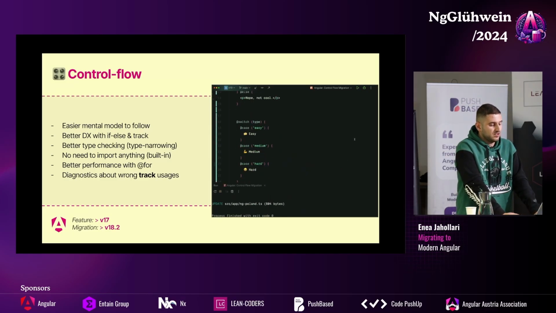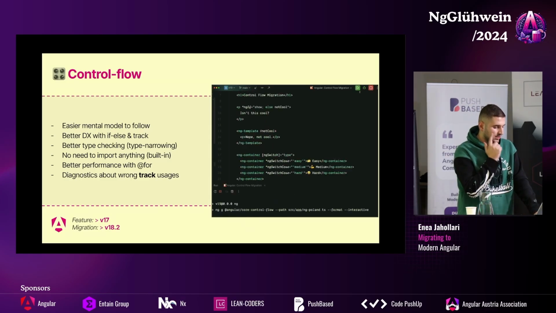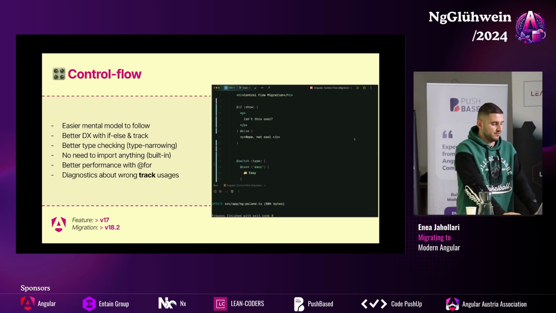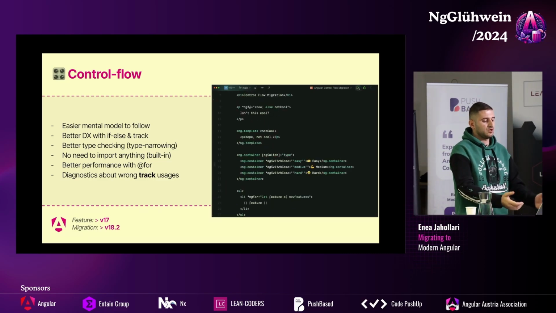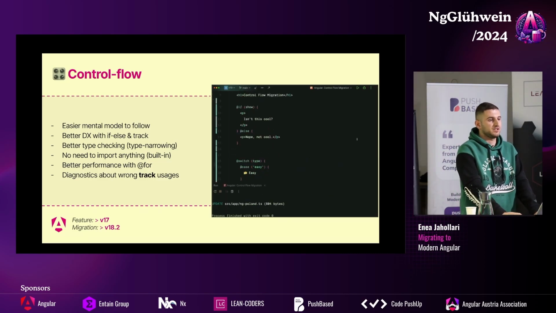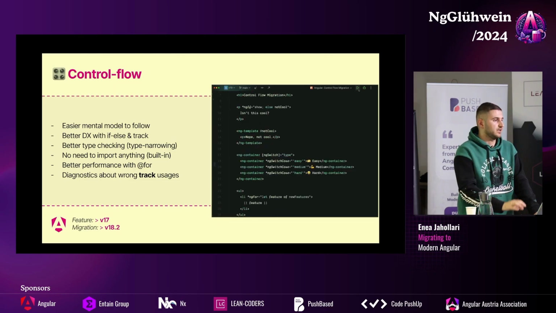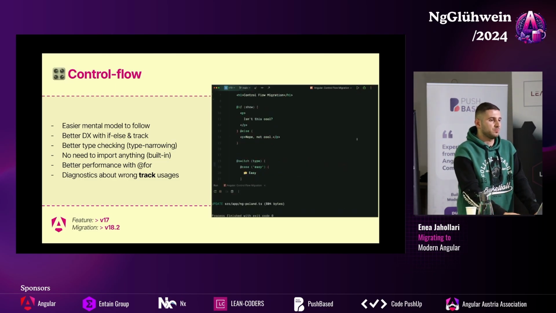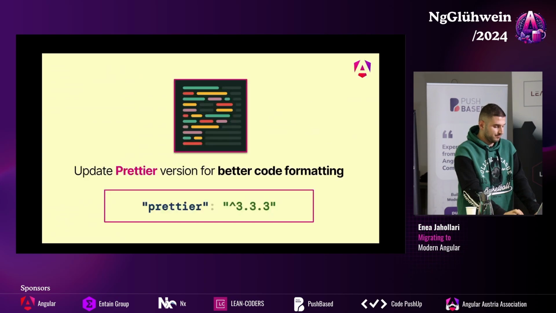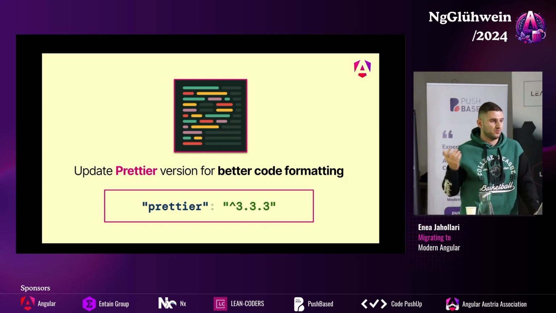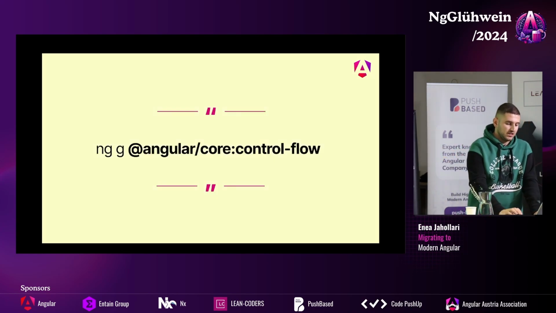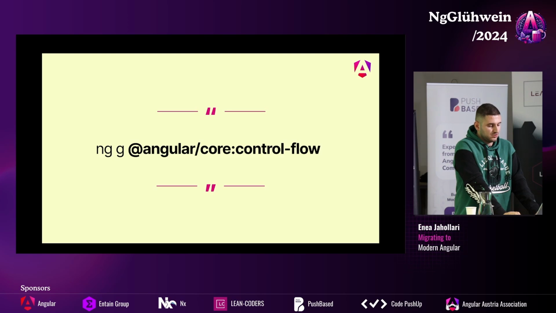And of course, in V19, I guess, or V18, @for will also give you diagnostics about wrong track usages. Like if you're rendering a list item too much, it will say, hey, look, you probably want to change the tracking function. Also, if you're having issues with formatting, you'll need to make sure you're at least in version 3.3.3 with prettier. And to get to the new control flow, you just do @angular/core:control-flow.